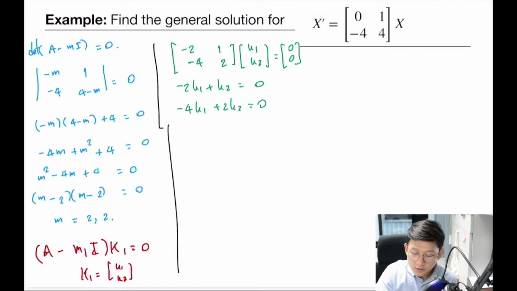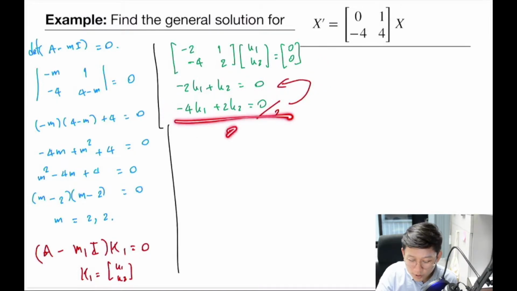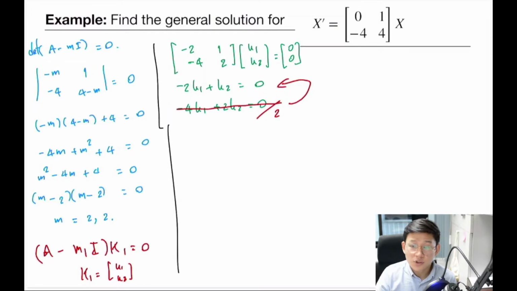And you can see, if I divide the second equation by 2, I would get the first equation. So this equation is the same as that equation. If I divide the whole equation by 2, this would be minus 2, 1, and 0. So they are exactly the same, so I can get rid of one equation. I don't care, they are the same equation.